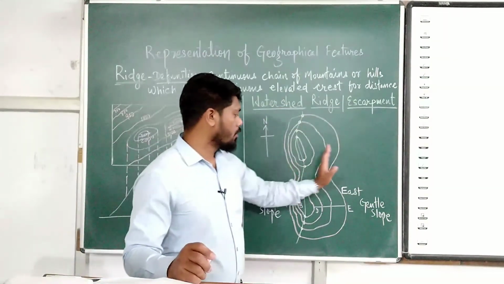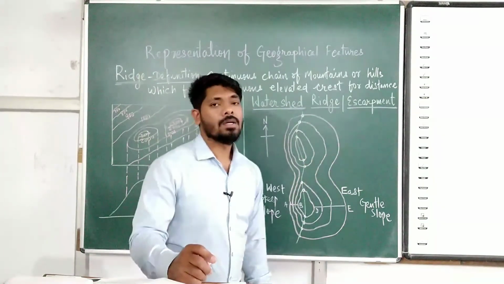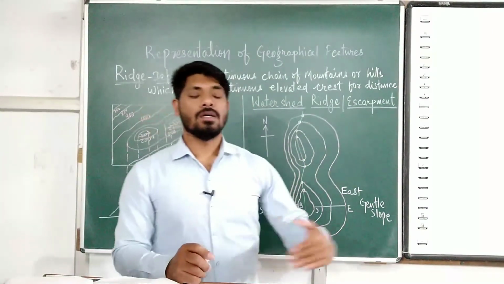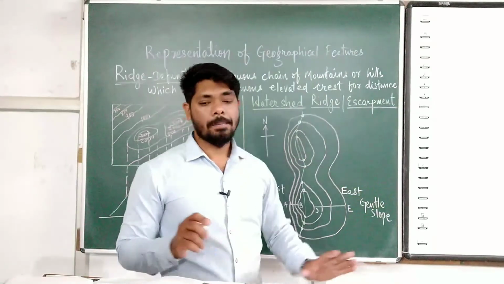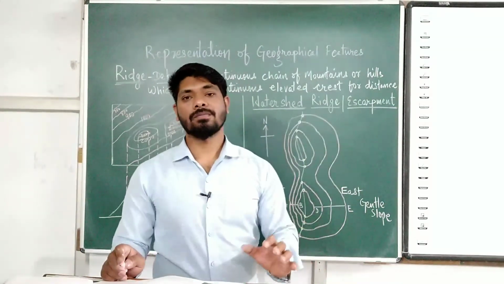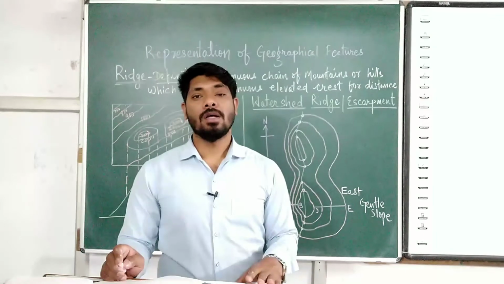On this side water will be falling from the mountains. That means water will be shed from this mountain, that is the ridge. So these are the two landscapes.